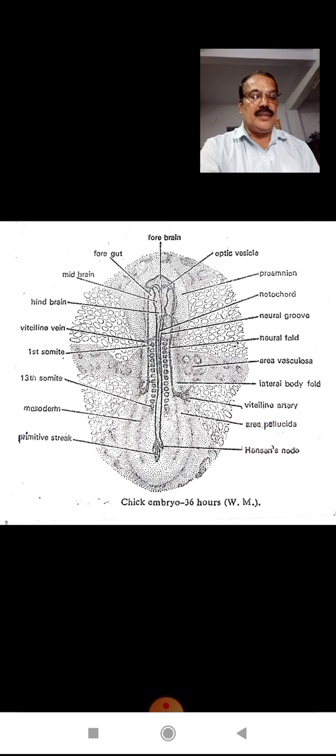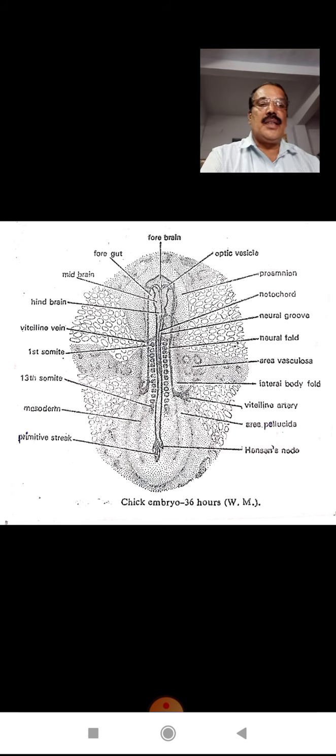Middle region of the heart is considerably dilated and bent to the vitelline side. Proamnion, notochord, neural groove, neural fold, area vasculosa, area pellucida, and Hensen's node are present.